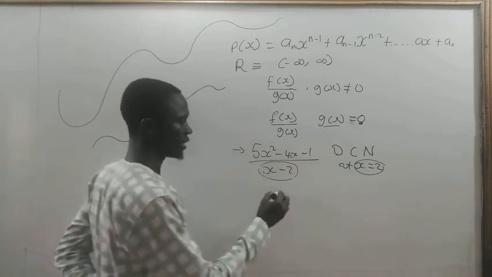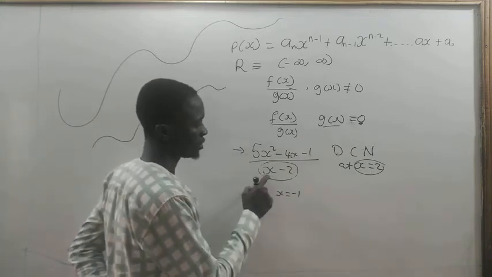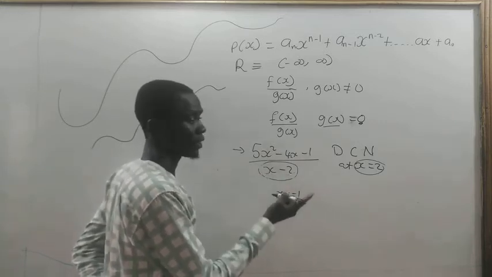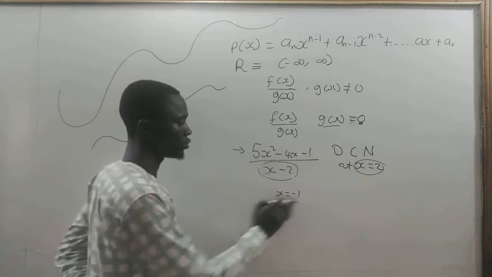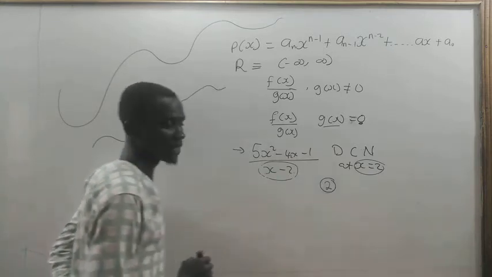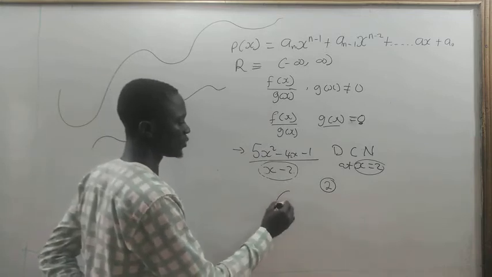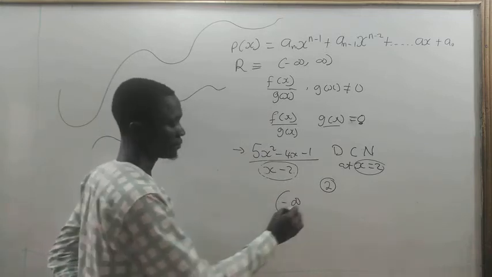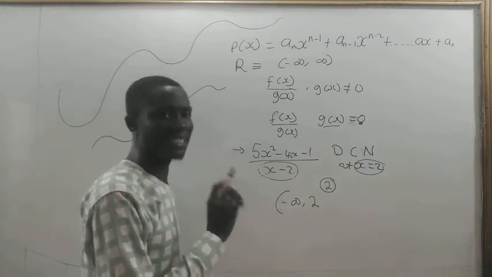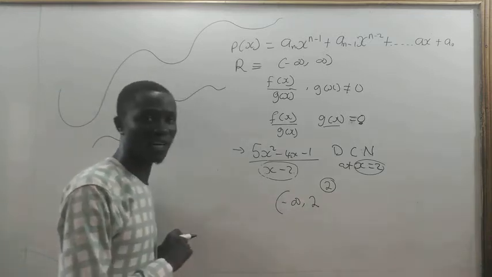Let's say that we take x equal to -1. If we put here -1 minus 2, it will be -3, and the denominator will not be equal to 0. So you see that this 2 is not part. So here we can take any value from -infinity, but 2 is not part. If you have not watched my video on interval notation, check that video for interval notation.